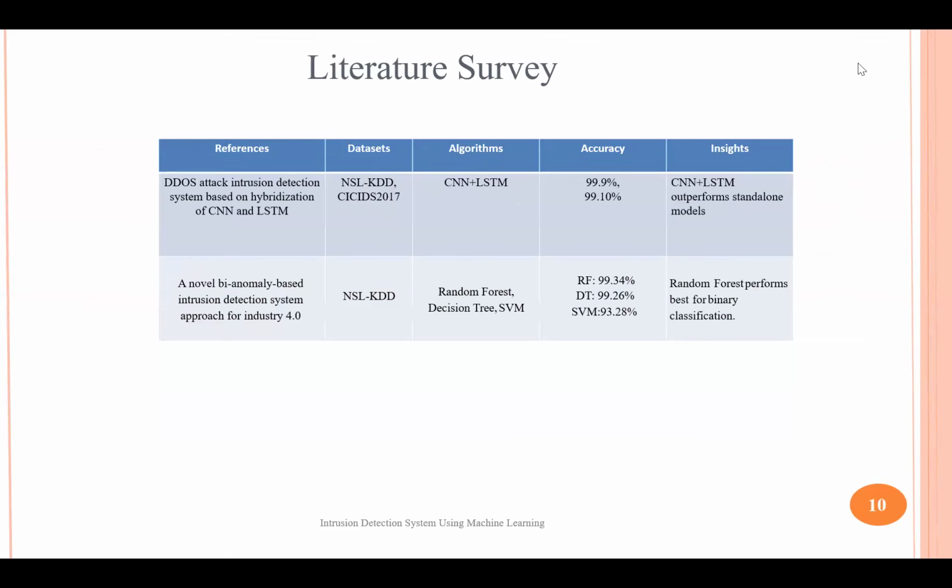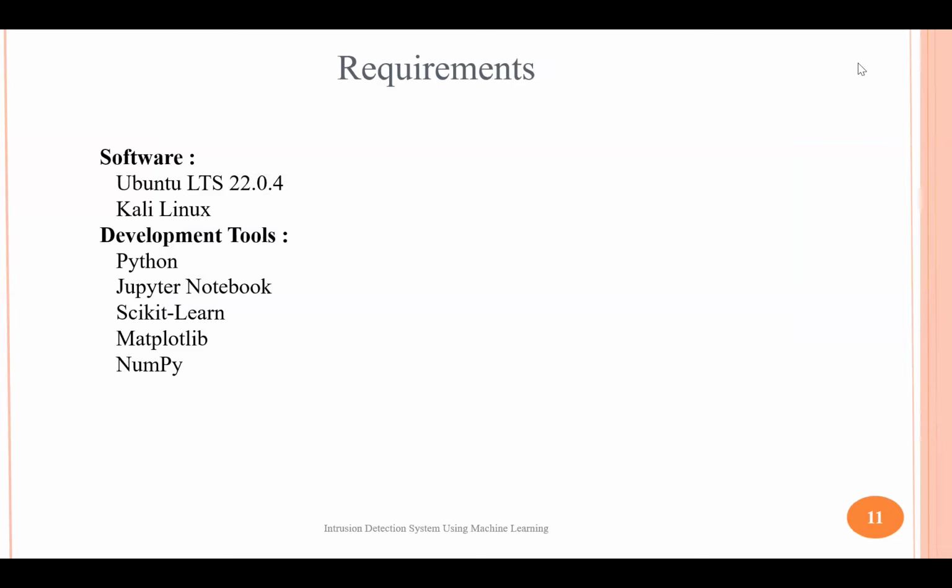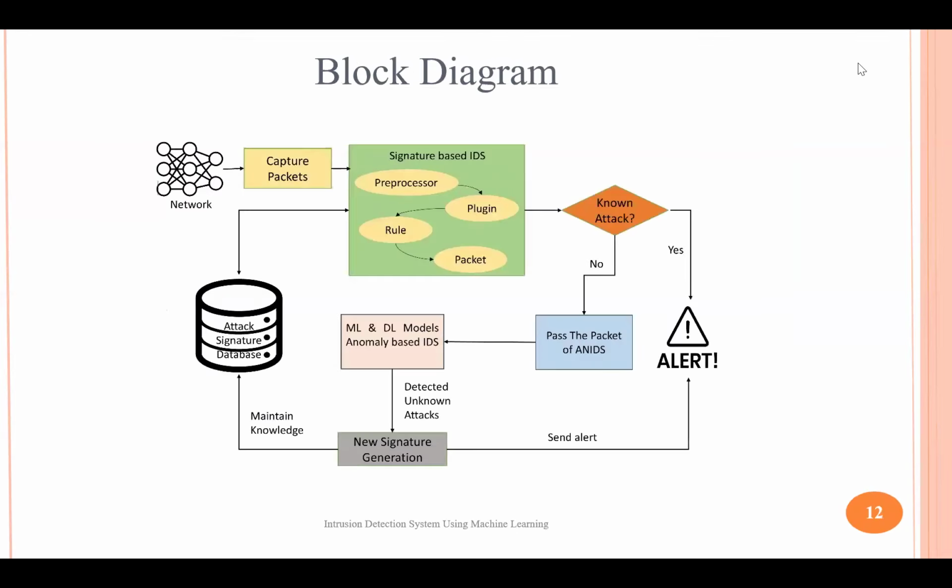You can see that there are different types of algorithms as well as datasets and their accuracies according to the papers. And the systems which we are going to implement as our proof of concept are given here. Coming to the block diagram of our implementation. As I said, we are implementing a hybrid IDS due to the newer types of attacks.